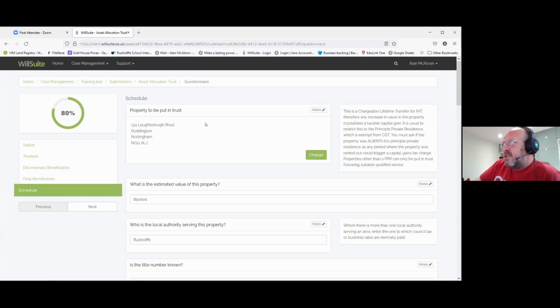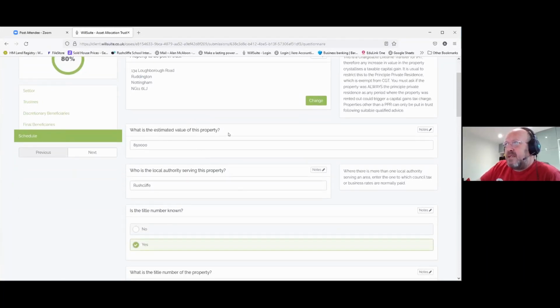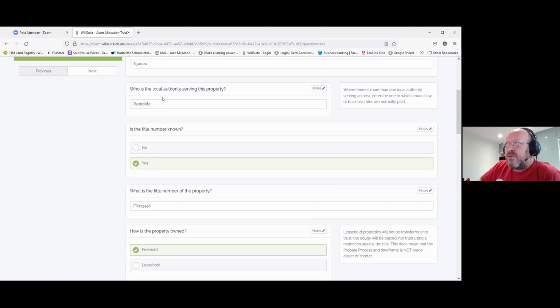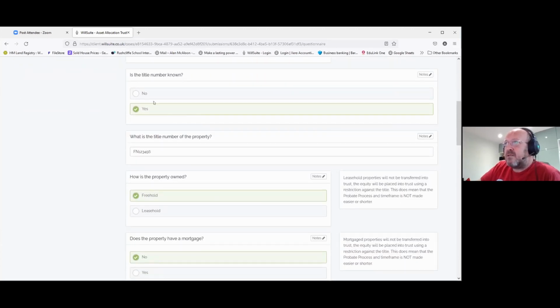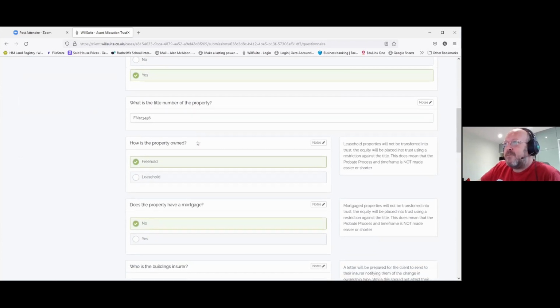Now, normally these trusts are accepting a property. So you add the property here. When you hit add, you're going to be able to choose from an address you've entered before. We want the estimated value because that's how we work out the land registry fees. Who the local authority is, the client's normally going to know that. If you know the title number, put it in.